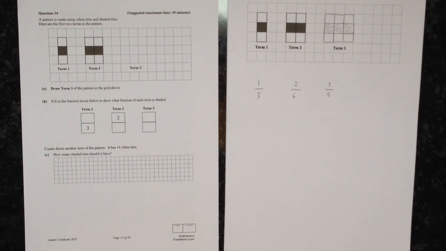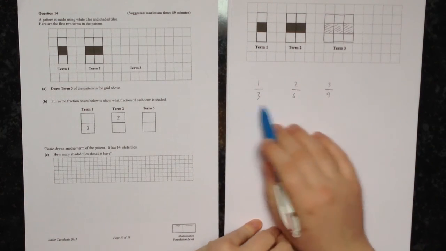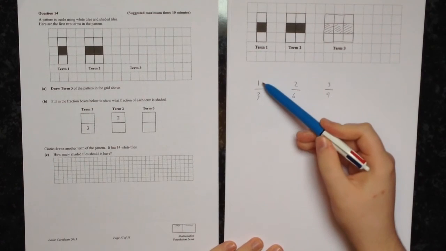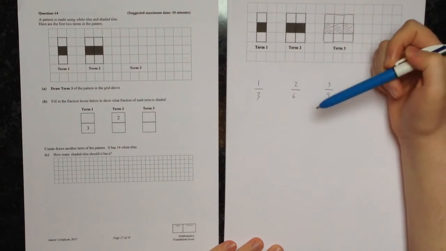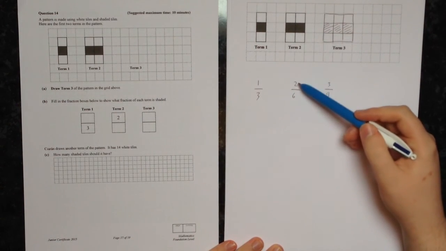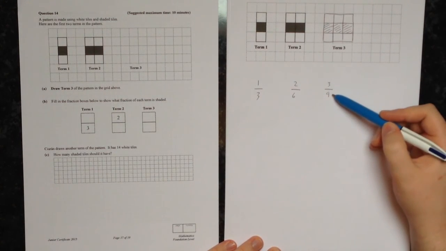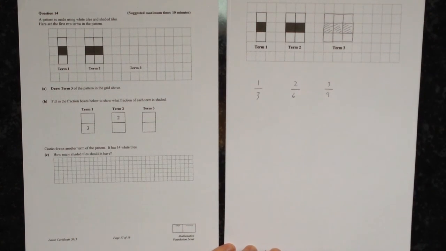Part C. Kieran draws another term of the pattern. It has 14 white tiles. How many shaded tiles should it have? Okay, so for this, all we need to notice is that each time we've got the same proportion. So we've got 1 over 3 in the first term, so 1 out of the 3 tiles is shaded. Then 2 out of 6, but that can be simplified down to 1 over 3. And 3 over 9 can also be simplified down to 1 over 3. So in each case, 1/3 of it is shaded, and 2/3 of it are not shaded.